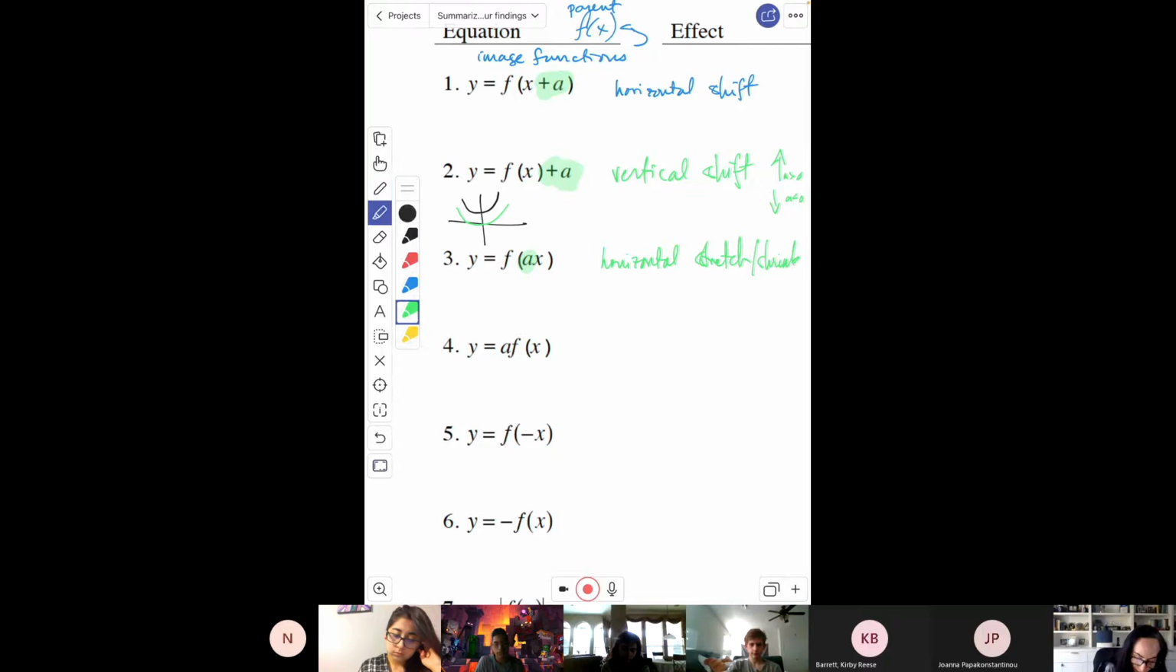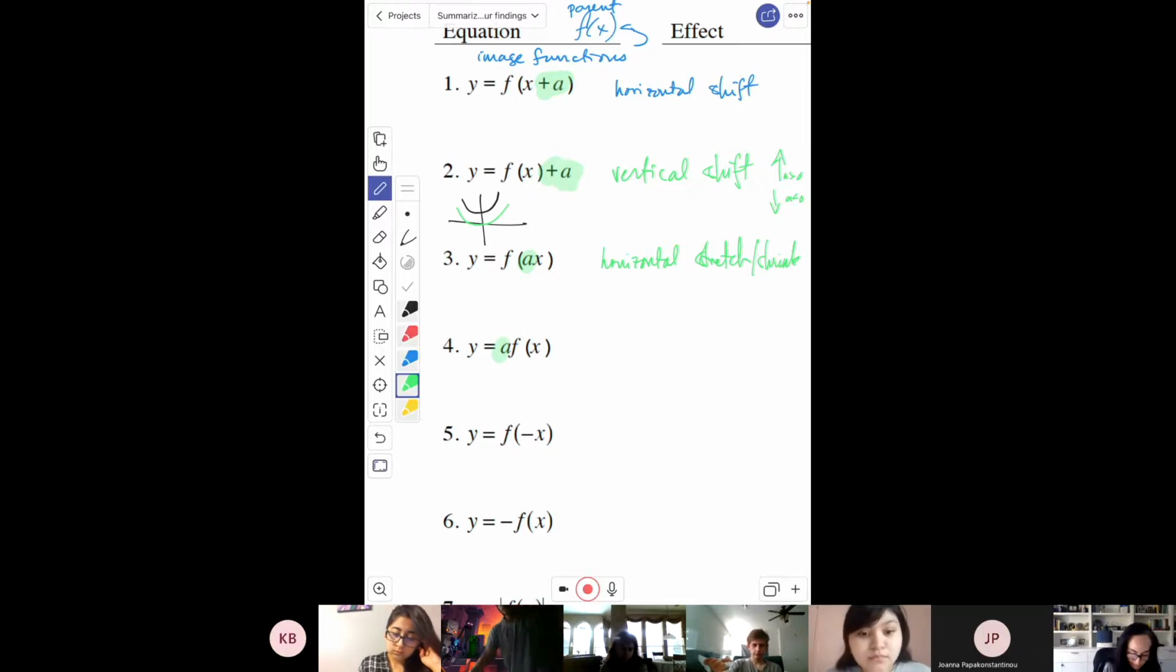And then if the A was out in front, multiplying A by the function, f of x, so multiplying A by the output, what was that? If we're multiplying the output by A, what are we doing? You're either shrinking or stretching, either compressing or stretching. But is it vertical or horizontal?